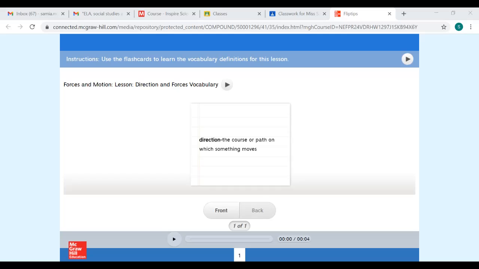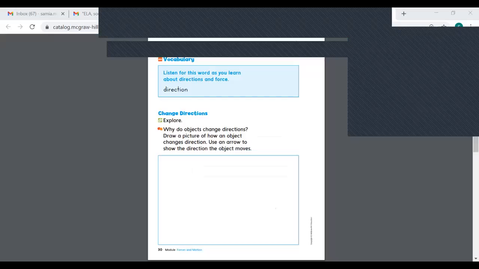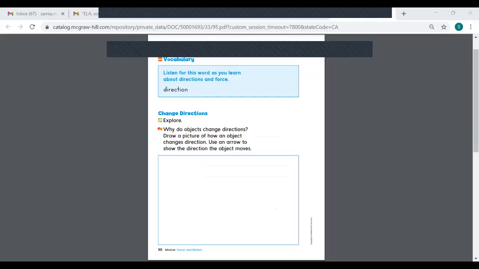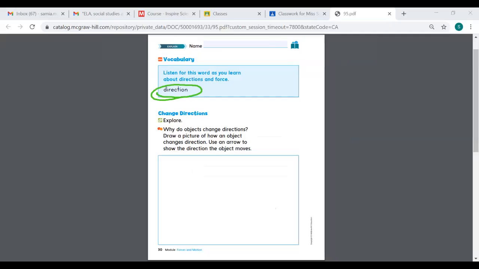Let's open our Be a Scientist notebook to page 30. Make sure your name, first and last name, and the date is at the top of the page. This is our new vocabulary word, direction. Remember, direction is the course or path on which something moves. Down here they're asking, why do objects change direction?